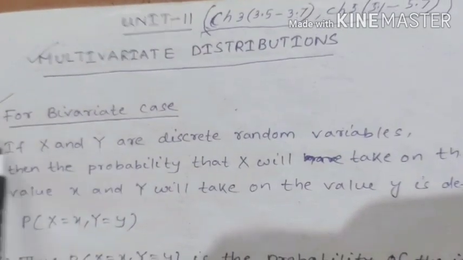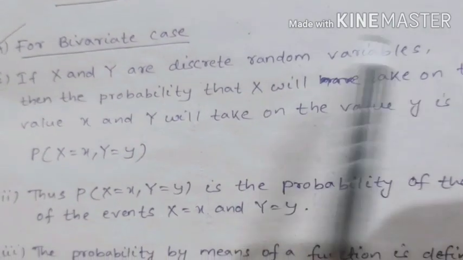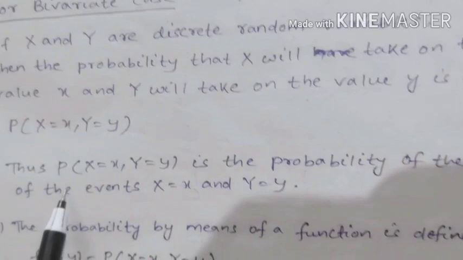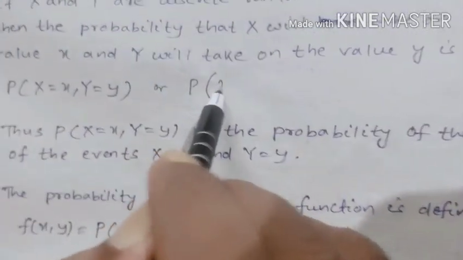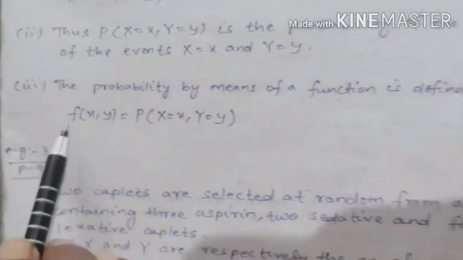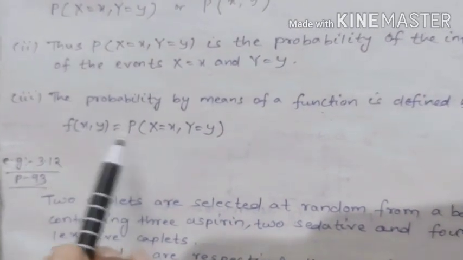Next one is the multivariate distribution. For the bivariate case, x and y are two discrete random variables. We have to take exactly P of X equals x, comma Y equals y. In another way, we take it as p of x, comma y. And in terms of a probability function, you can take it as f of x, comma y. Then f of x, y equals p of x, comma y.